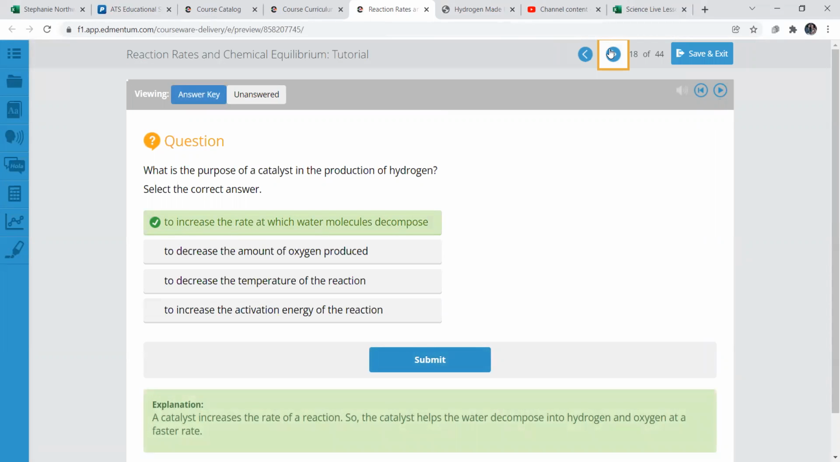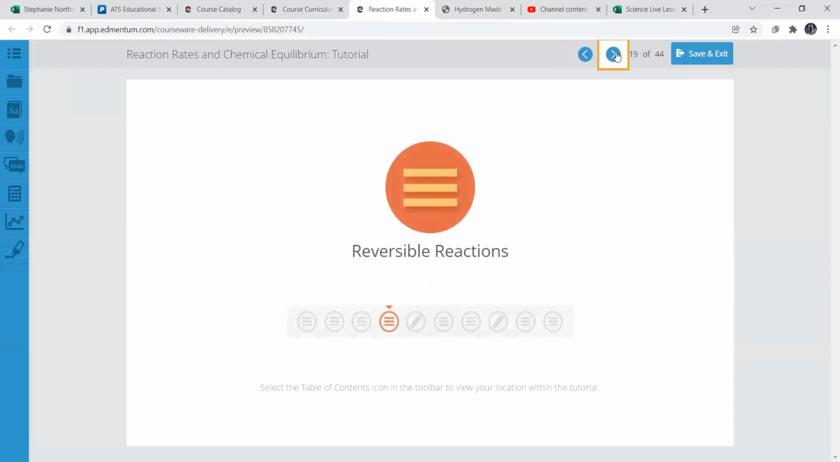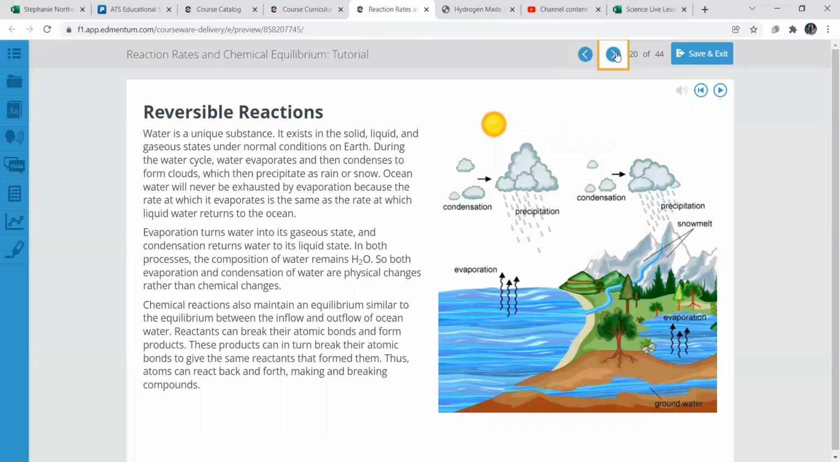Okay, so what is the purpose of a catalyst in the production of hydrogen? To increase the rate at which water molecules decompose. Reversible reactions here. So it shows the water cycle, basically. It can be reversed because you have evaporation, condensation, precipitation. It's just one big cycle that is constantly going on, kind of like a big circle. You've seen the water cycle before, and this is just reversible. It's always going to keep going and won't stop.